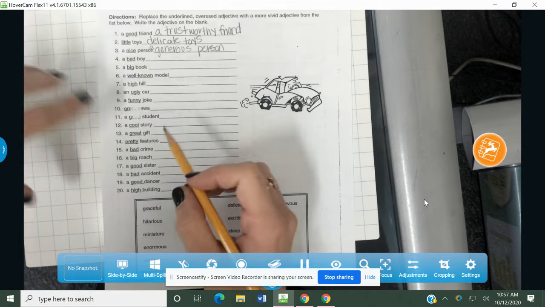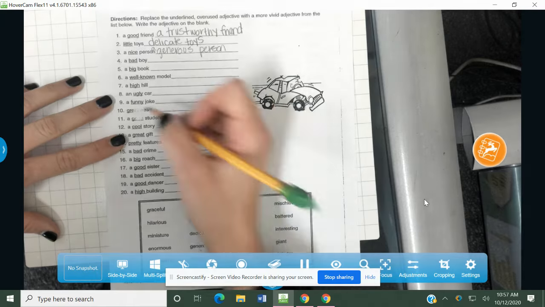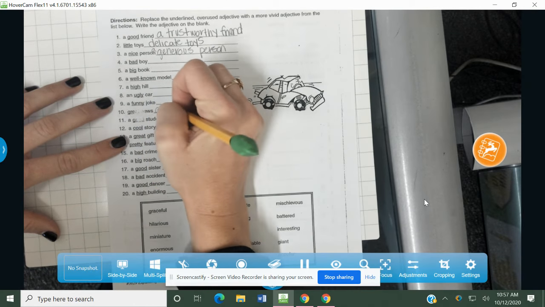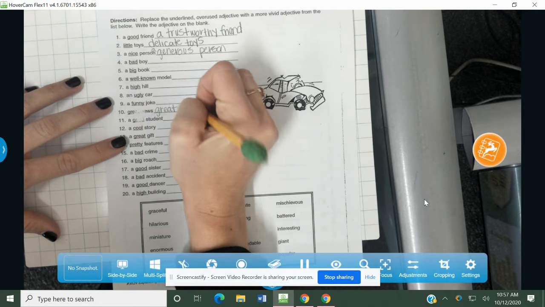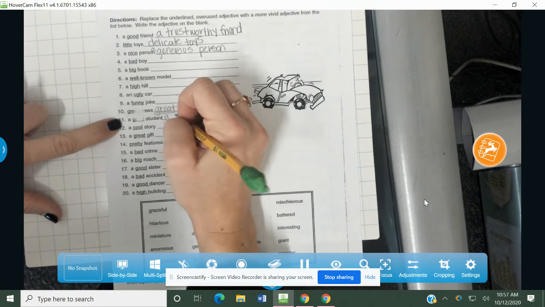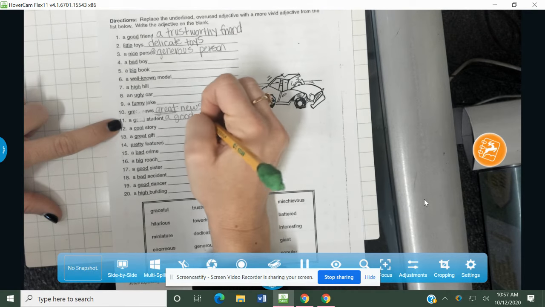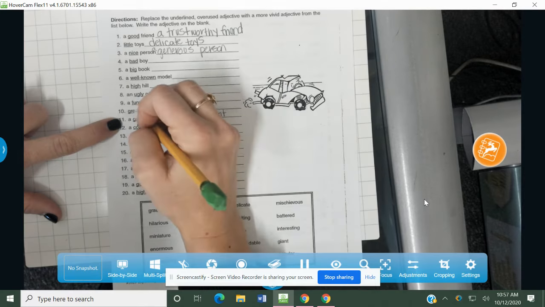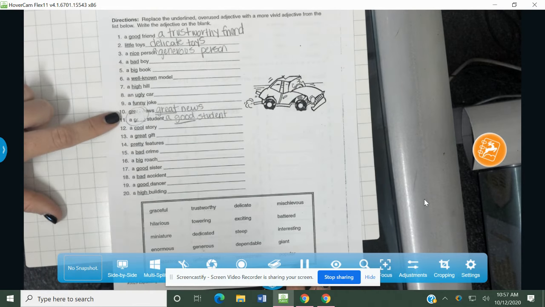This got really faded. This is supposed to say great news, and then you're going to change the word great. For number 10, this says a good student, and I want you to change the word good. I'm telling you because those were not printed well.